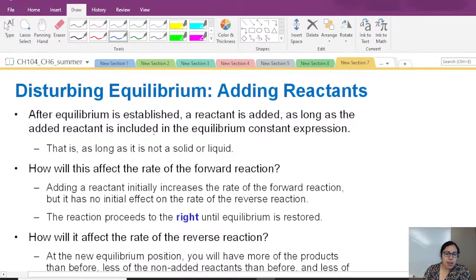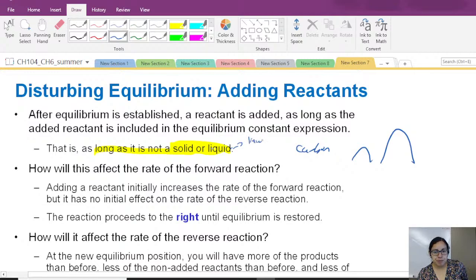So you add your reactant, as long as it's not a solid or a liquid. If you have a solid pile of carbon, that doesn't change your reaction rate, since it's more of a surface reaction. So adding big blobs of solid does not change your equilibrium. Same thing with a liquid, like if you added a liquid reagent. That could be confusing, but it's super concentrated, so it doesn't affect your rate. It's only if it's aqueous, like a molarity.